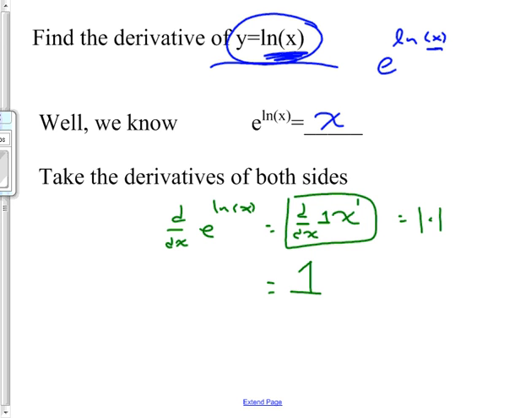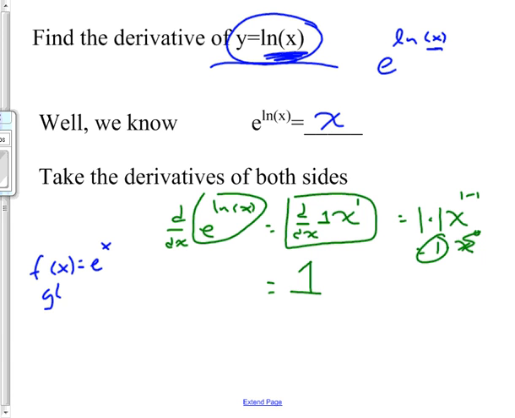The 1 would drop down and would be x to the 1 minus 1, 1 times x to the 0, just 1. On the left-hand side, we've got a composite function where f of x equals e to the x, g of x equals ln of x. And we know that the derivative of that is f prime of g of x times g prime of x.